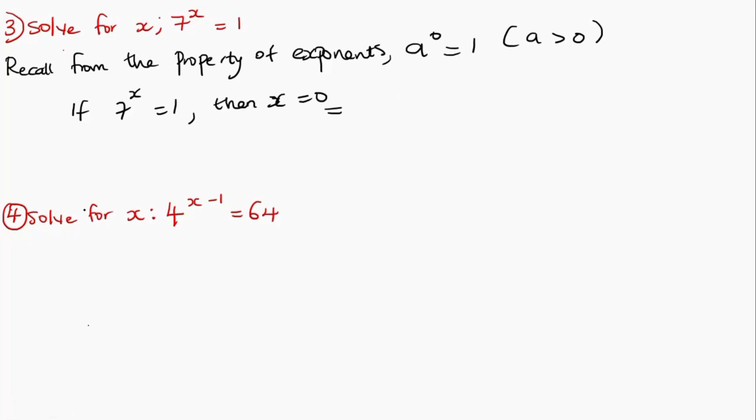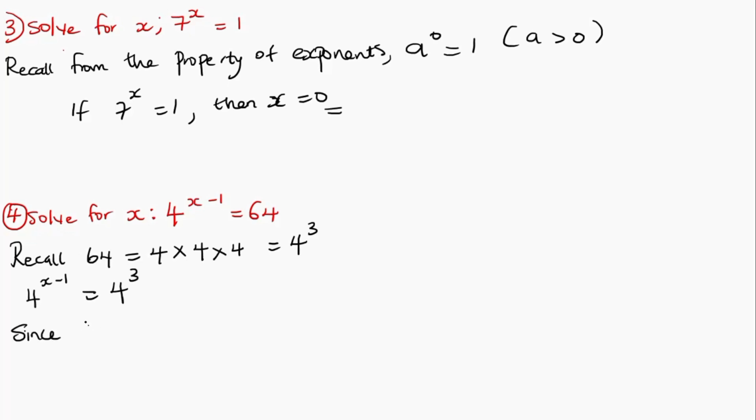So lastly guys, let's simply take this example right here. We have solve for x. 4 raised to the power of x minus 1 is equal to 64. So let's simply solve for x. But recall that 64 can also be written as 4 times 4 times 4, which is equal to 4 raised to the power of 3. So if 64 can be written as this, then we have that 4^(x-1) is equal to 4 raised to the power of 3.